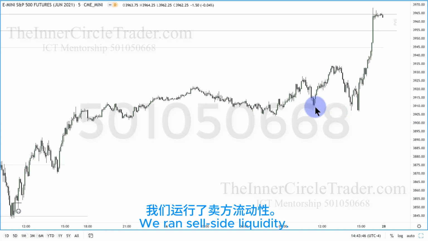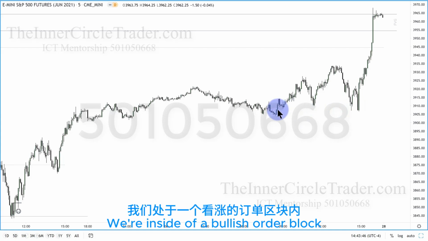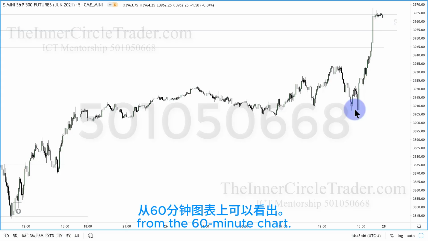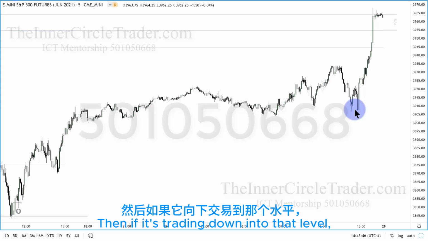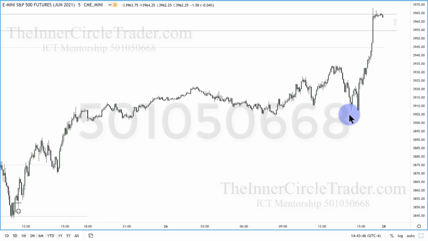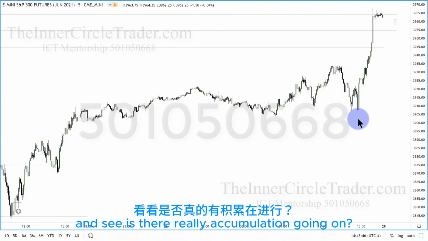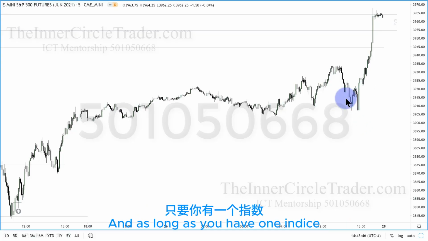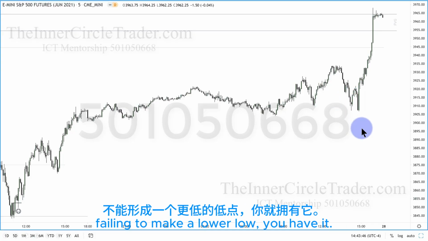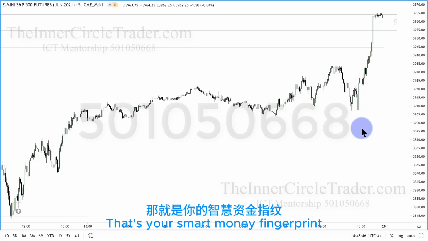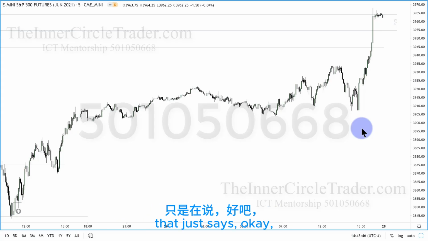We ran sell side liquidity. We ran back to an imbalance here. We're inside of a bullish order block from the 60-minute chart. Then, if it's trading down into that level, let's take an x-ray view inside price and see, is there really accumulation going on? And as long as you have one indice failing to make a lower low, you have it. That's your smart money fingerprint that just says, okay, it's about to go up. And then here you are. That's how it delivered.